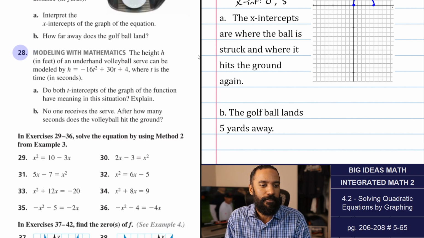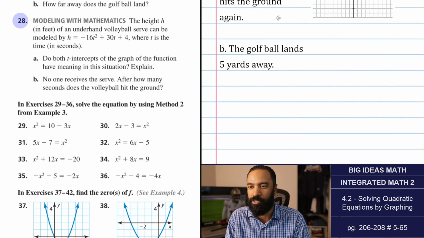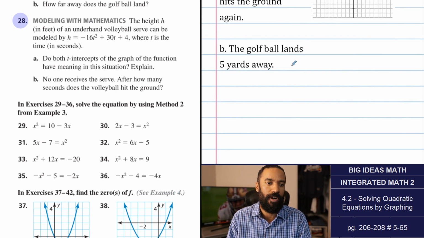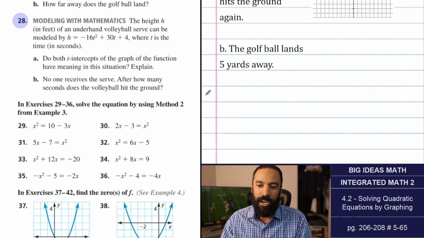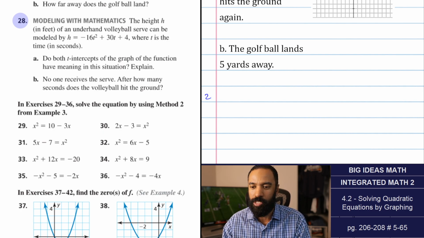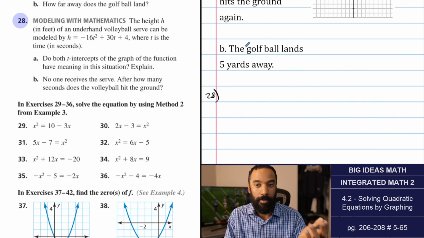The height h in feet of an underhand volleyball serve can be modeled by h equals -16t squared plus 30t plus 4, where t is the time in seconds. Now, what I'm noticing here, and I don't know how much I mentioned this in the lecture portion, I stated that there are going to be some problems down the line that I did some word problems with this kind of stuff.